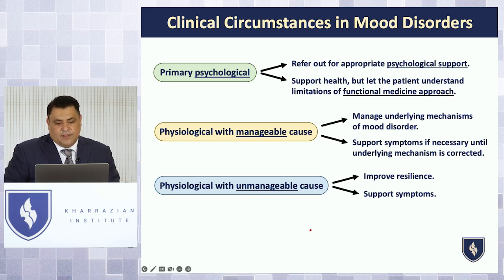And then there's others that you may want to support their health. Let the patient understand limitations of the functional medicine approach. They're going through some challenging issues, but it's really impacting their bloating and distension, and maybe they have inflammation because of it, and their body hurts and they can't sleep, and they just want you to help improve their quality of life, and they understand that their primary issues, their psychological environment, are a factor. You may have a patient who has a physiological response that is manageable, like an underlying mechanism that can be responsive to care. And then you may have a patient who's got unmanageable causes where you have to improve resiliency and so forth.